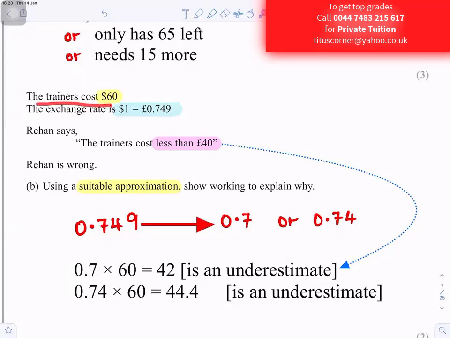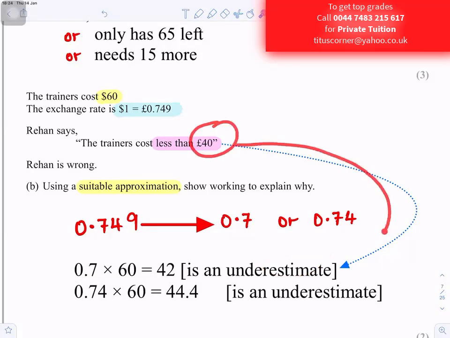The trainers cost $60. The exchange rate is $1 is equal to £0.749. Rehan says the trainers cost less than £40. Rehan is wrong. Using a suitable approximation, show working to explain why. So 0.749, you can approximate it to 0.7. And if you multiply 0.7 times 60, that gives you 42, which is an underestimate.